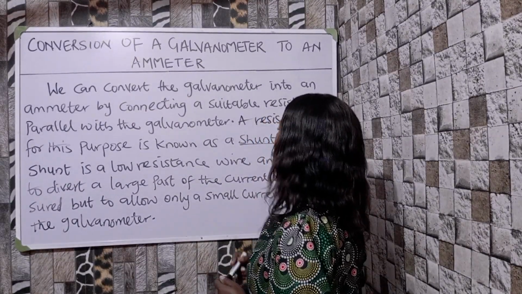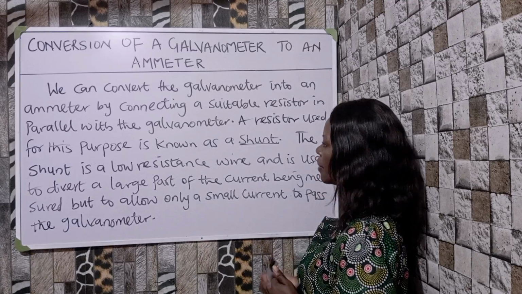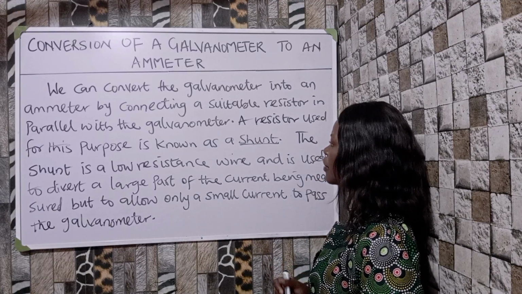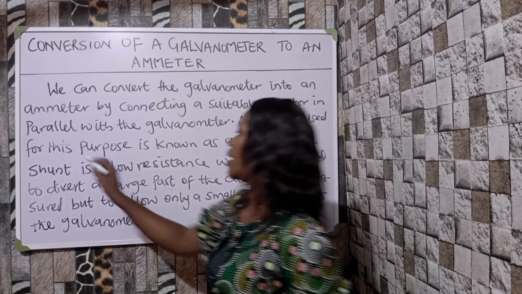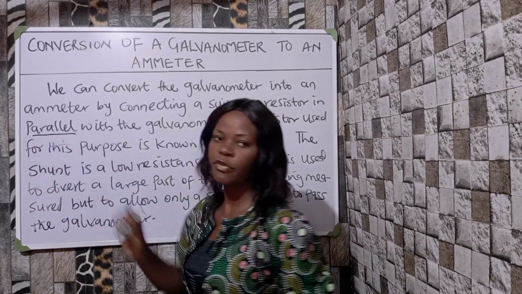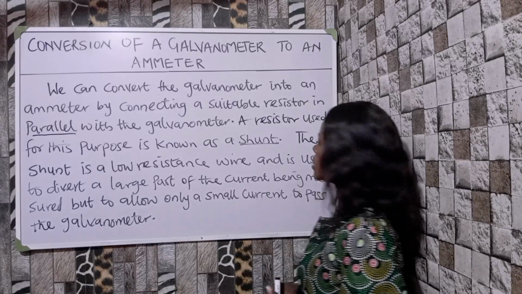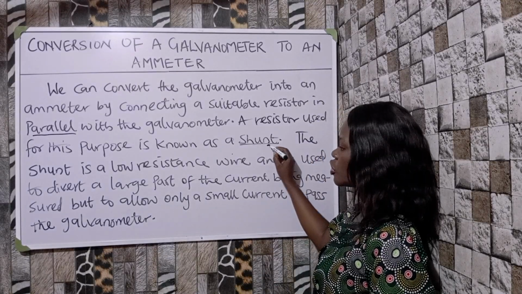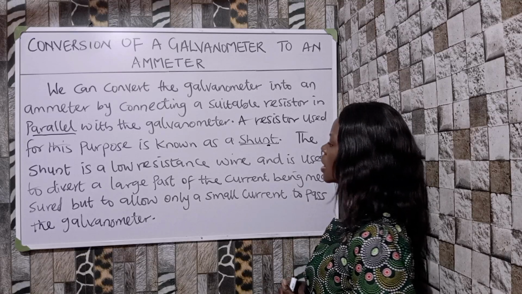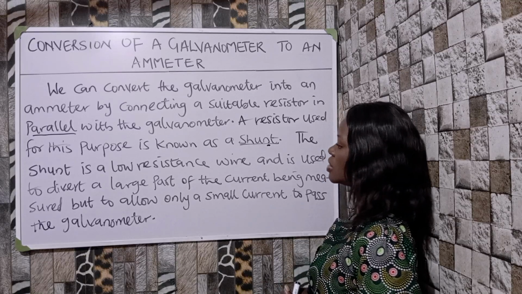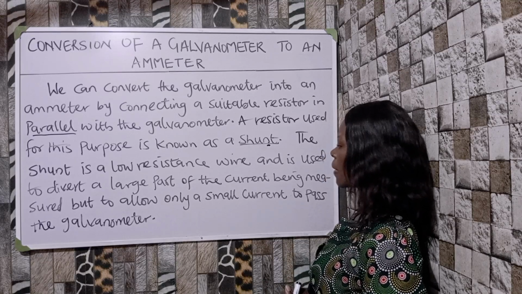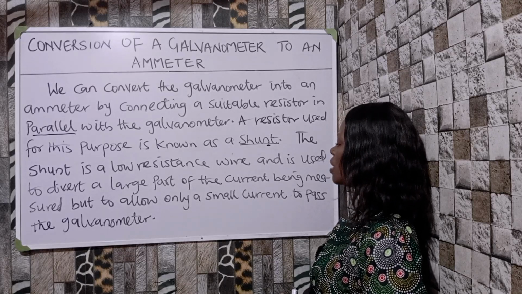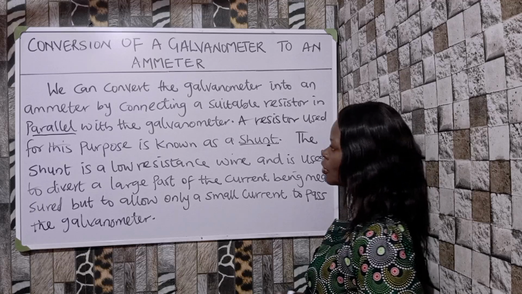We can convert the galvanometer into an ammeter by connecting a suitable resistor in parallel with the galvanometer. So let's underline this parallel because it's very important for JAMB students. A resistor used for this purpose is known as shunt. Okay, shunt. The shunt is a low resistance wire and is used to divert a large part of the current being measured, but to allow only a small current to pass through the galvanometer.